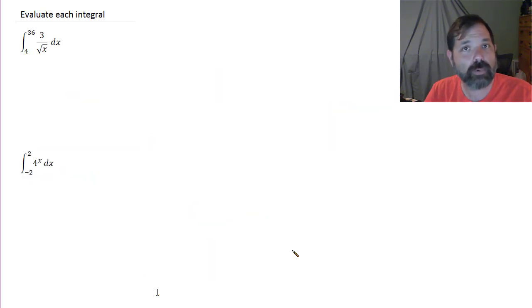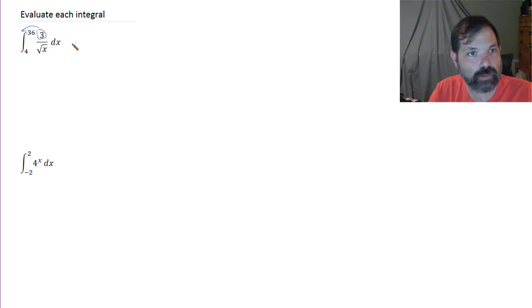All right, here's a couple more integrals for you to try out on your own. Let's integrate from 4 to 36, 3 over the square root of x dx. One of our properties of integrals says we're allowed to bring this factor in front of the integral. So this would be 3 times the integral from 4 to 36. And so now I have a 1 over the square root of x, so that's an x to the negative 1/2 power dx.